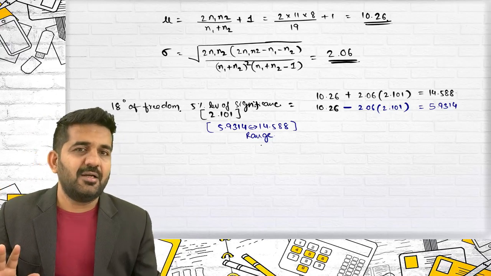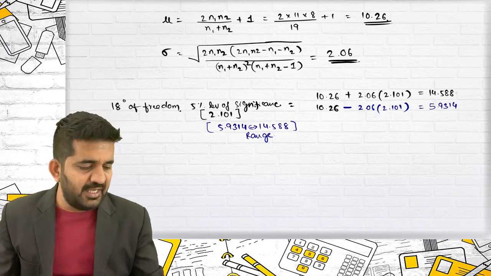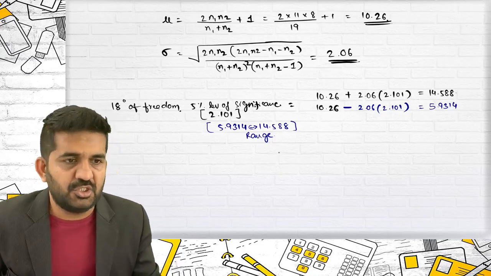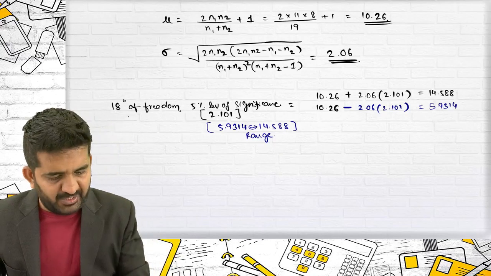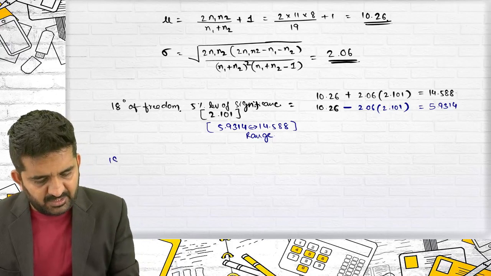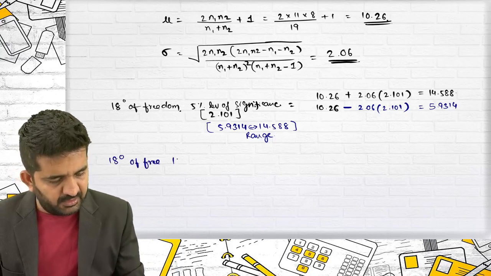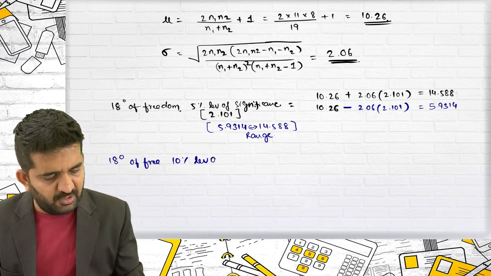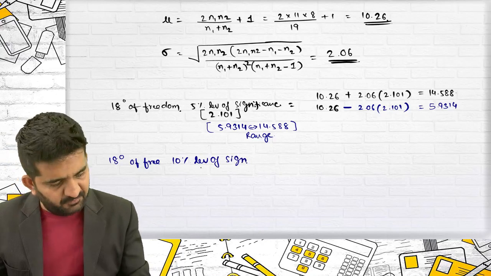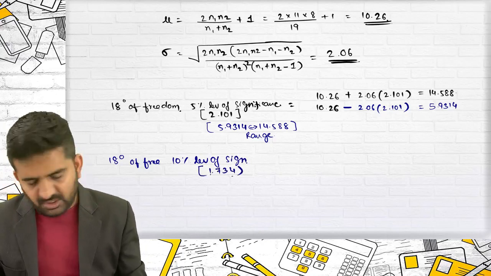So there is a 95% chance that the data will remain within this particular range. Is it right? So this I have found out with 18 degrees of freedom and 5% level of significance. In the same way, for 18 degrees of freedom with a 10% level of significance, it will be similarly found out. The value taken will be 1.734.